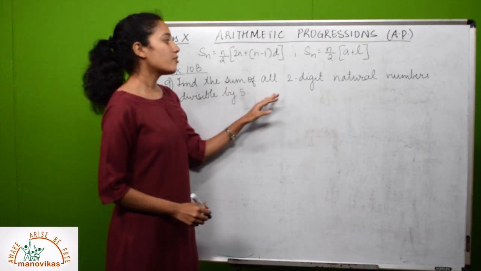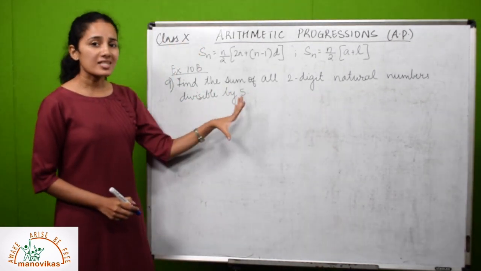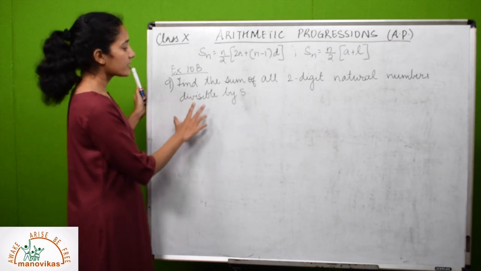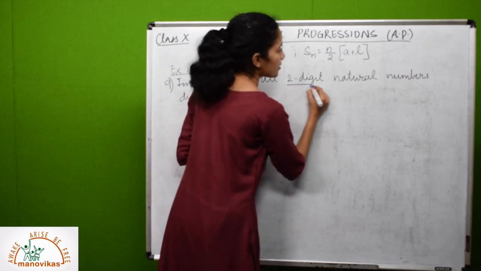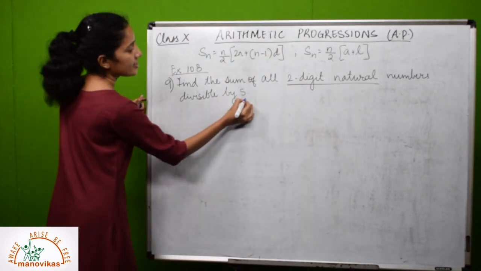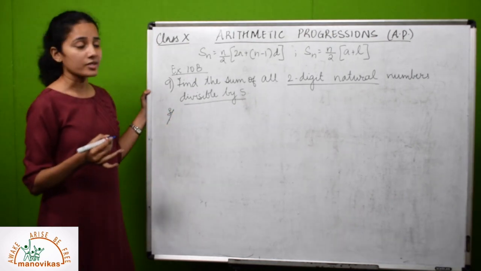Let's consider another problem, problem number 9. You have to find the sum of all 2-digit natural numbers which are divisible by 5. Notice in this problem, you are not given the sequence, but there are two conditions mentioned: that it is a 2-digit natural number and it is divisible by 5. Now, let us first write the sequence.